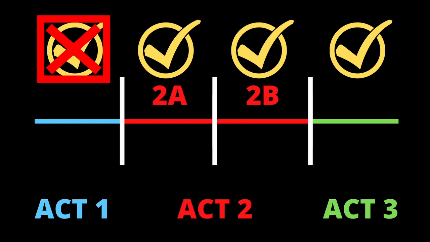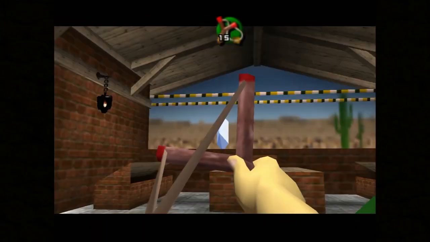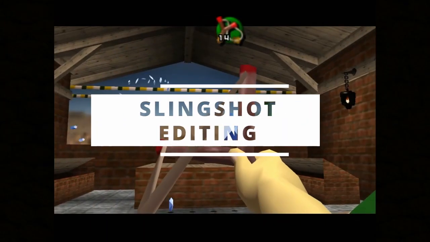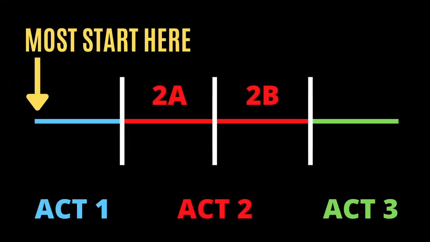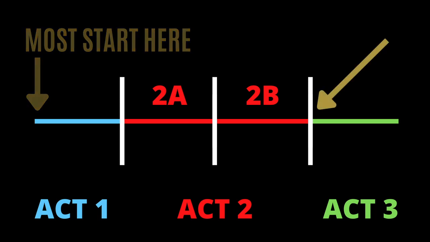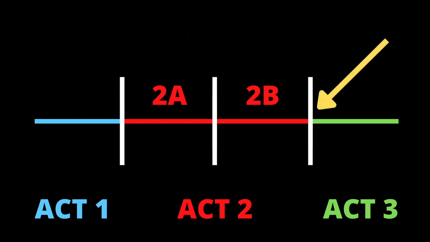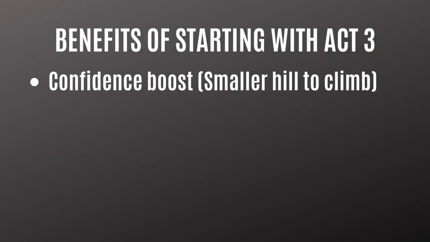Rather than starting at page 1 and editing all the way to the end, what I like to do is what I call the slingshot editing strategy. And here's how it works. It solves these problems I mentioned because instead of starting the editing process at the first word of your story, you're going to start at the beginning of Act 3. You're going to edit the last 25% of your story first. Instead of tackling the entire mountain, you're going to climb a smaller hill, and you're going to get a sense of accomplishment which will boost your confidence. That's going to be huge for you.